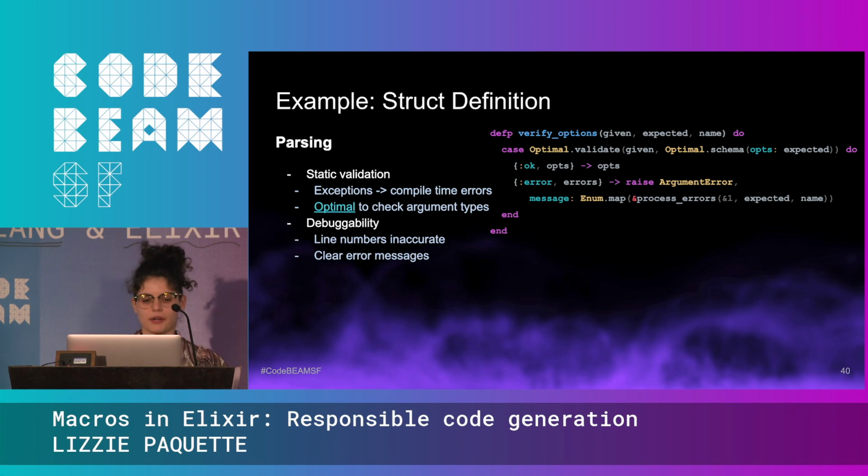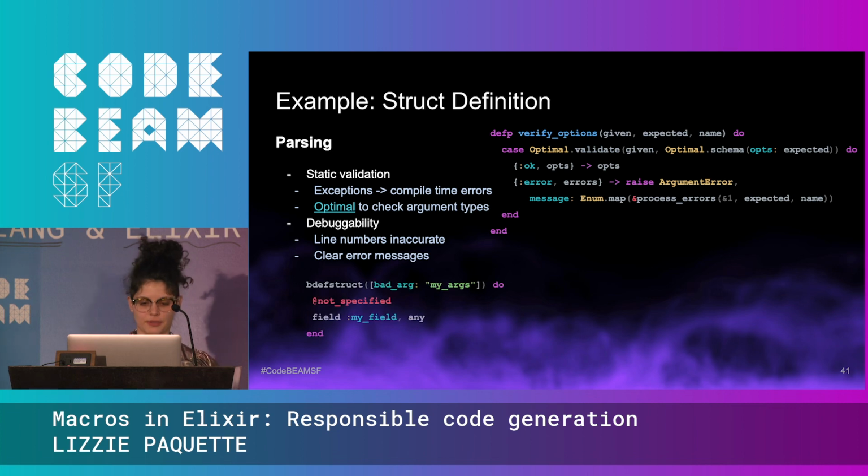Another thing that's nice about parsing is that while we're parsing, we can do some static validations. So here we're raising an argument error, and since this all is happening at compile time, this will become a compile time error. We are using the open source library Optimal to check keyword list types and to make sure the flags that we want in the keyword list are there.